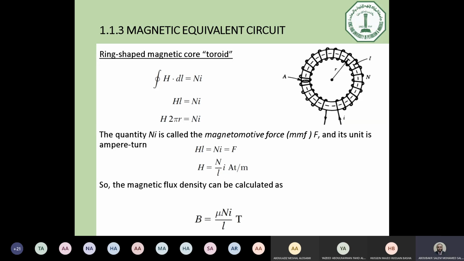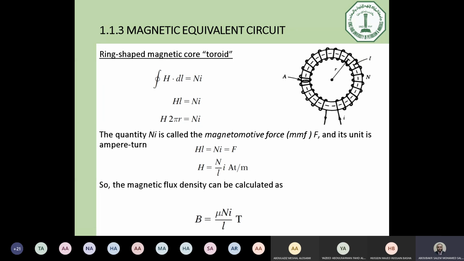So simply apply Ampere's circuit law. So the integration of H dL equals N multiplied by I. Why N multiplied by I? Because we have many turns and all of the turns will have the same direction of current. Okay, guys? So we can say HL equals NI and L equals the perimeter of the circle, which is 2 pi R. So this is the relation of H now.